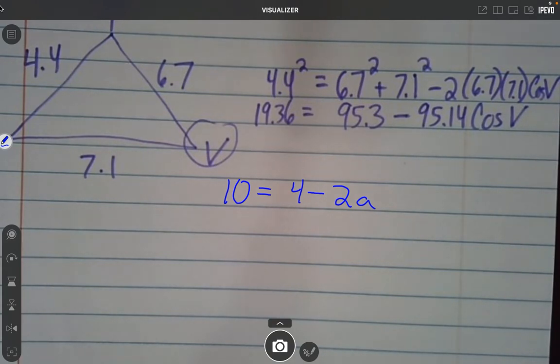How would you solve this one in the blue? You would subtract 4. Okay? Then I would get 6 equals negative 2a. Then what would I do? Divide by negative 2. So I get a equals negative 3. And on this one, I'd be done. So I'm going to subtract this, and then what am I going to do?